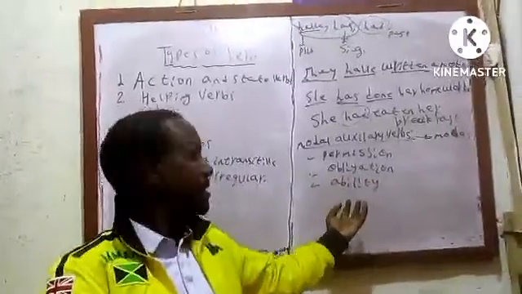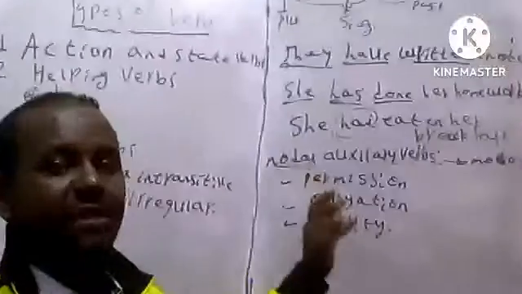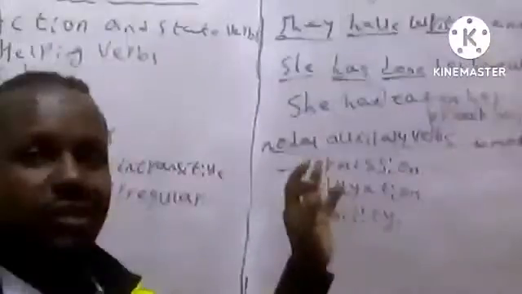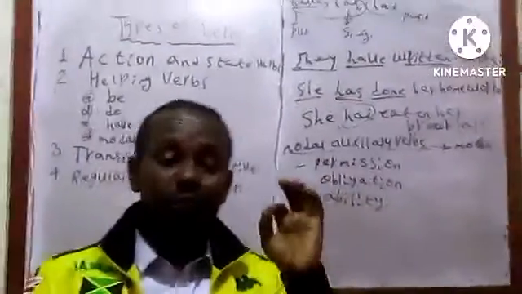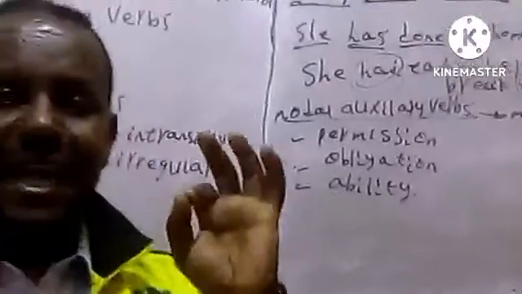So having said this one, what you should know is that after modal auxiliary verbs you're expected to use the root form of the verb. Right, this is the critical thing that you should underline in this session.